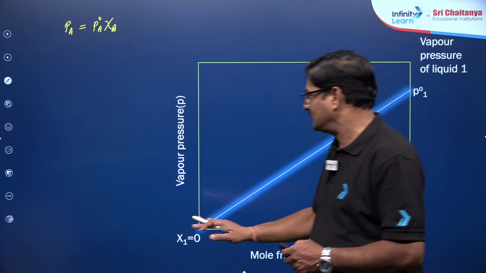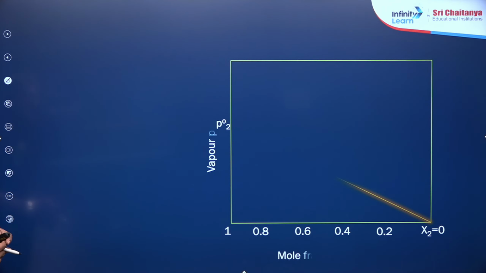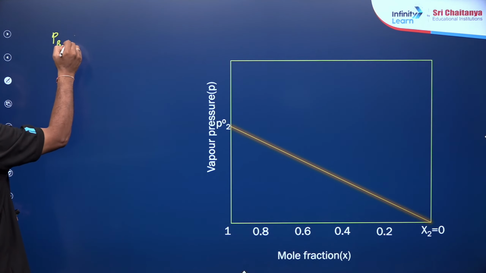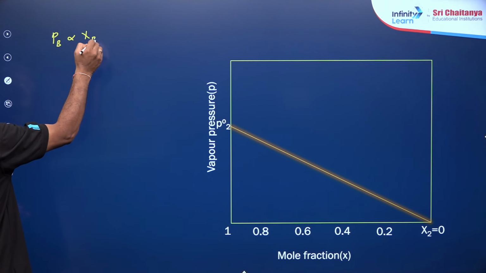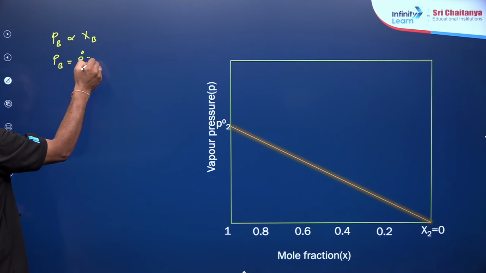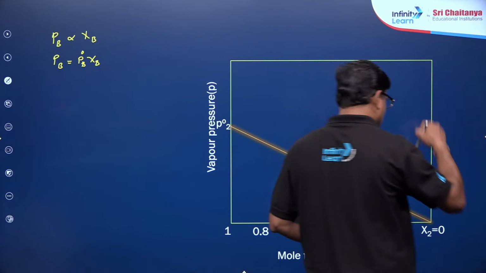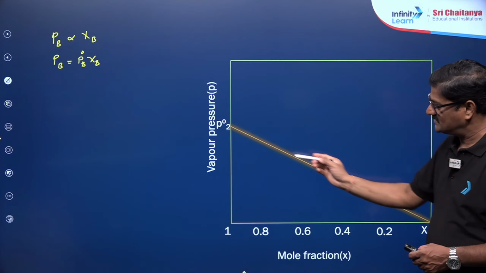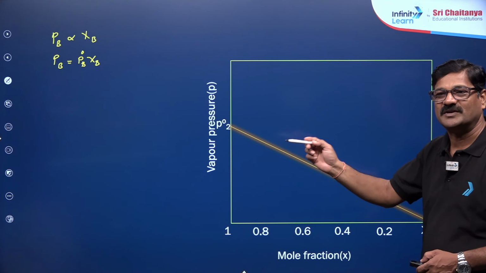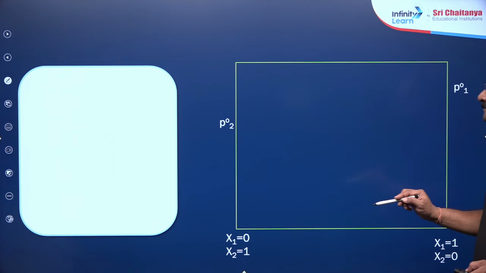And also you can see the vapor pressure of B. PB is equal to P naught B mole fraction of B. So you can say the vapor pressure of P2. So you are going to be like this. A is written in this way, B is written in this way, both are mixed. Now you are going to see the ideal solution behavior.